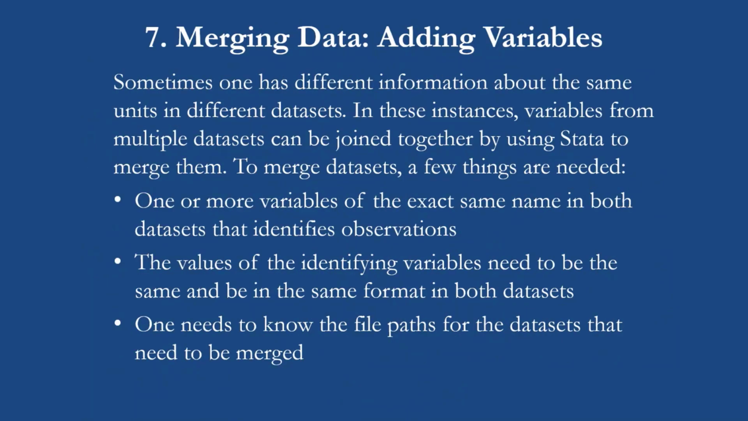The last two tasks here for data management that I'm going to go over are merging, which is when you want to add variables. This is for a case where you have different information, different variables about the same units, but they're in different files, different data sets, and you want to put those data sets together. Say for K-12, you've got one data set on the characteristics of students, and another data set on their test scores or some achievement measure. You want to be able to put that together. Merging is how you would do that.